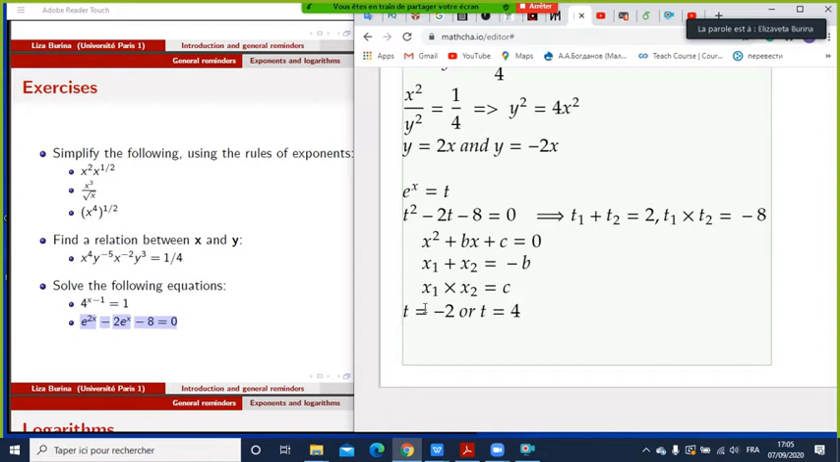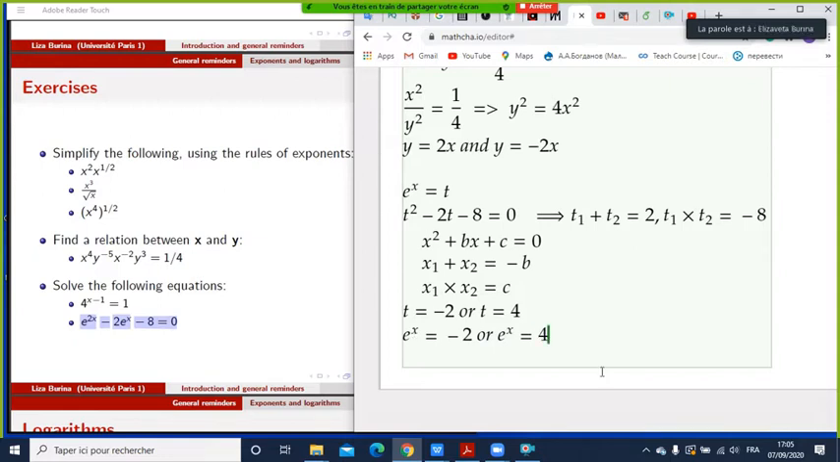Alright, so let's get back to where we started from. e to the power of x is equal to t. So what we got is pretty much e to the power of x is equal to minus 2 or e to the power of x is equal to 4.